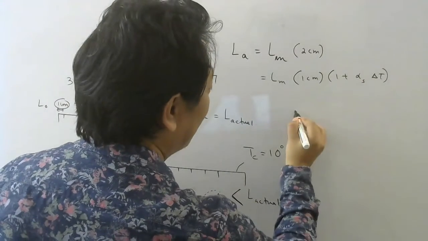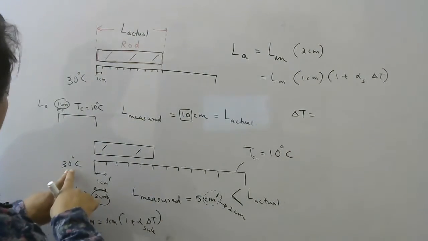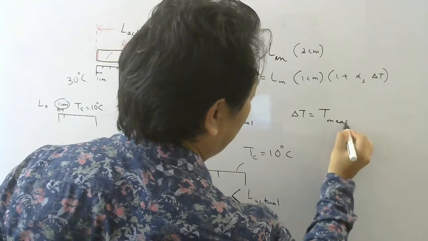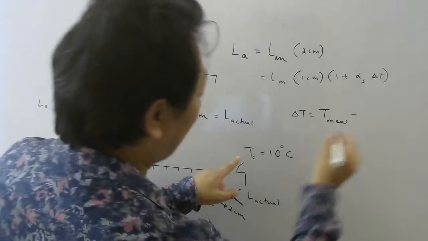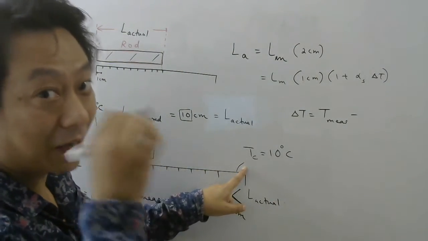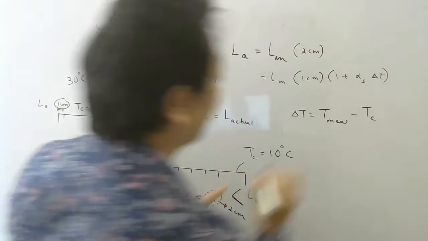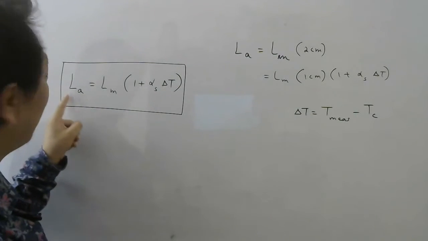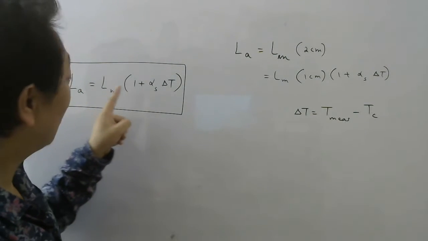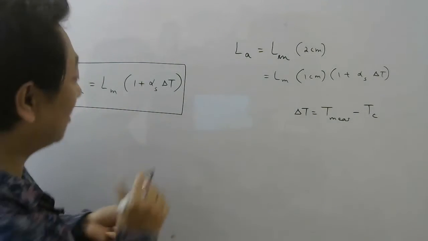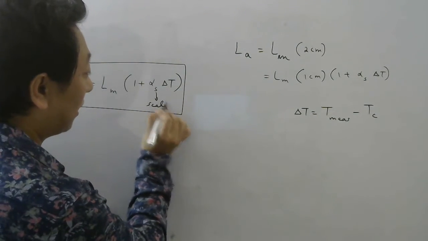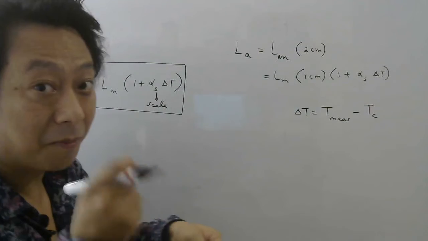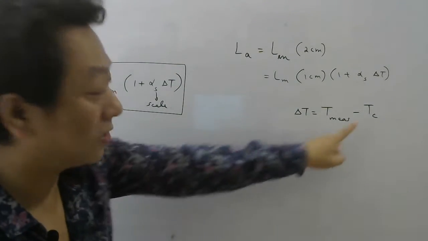And what is this delta T? This delta T is the temperature at which we have done the measurement, T at which measurement was done, minus the temperature at which the markings were done, meaning the calibration temperature, which is Tc, right? So after understanding how the formula comes, you must memorize it, okay? So actual length of the rod is measured length of the rod times 1 plus alpha of the scale, remember. So this S here I am using for scale, and delta T is the temperature difference between the temperature at which measurement is done minus temperature at which calibration was done, okay?